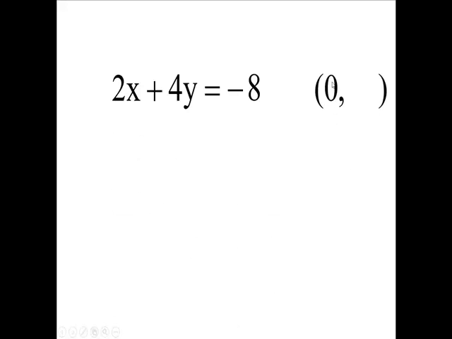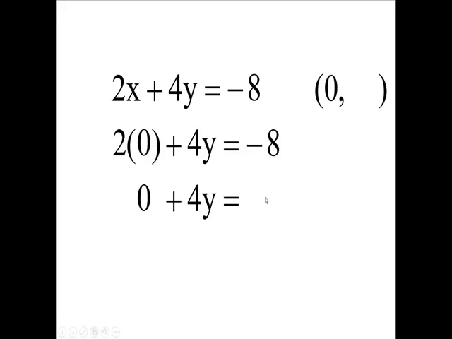Another easy point is when x is 0, find the value of y. So in place of x, plug a 0, and then bring down the 4y and -8. Plug a 0 in here. That's going to give you 0 plus 4y, which is 4y.